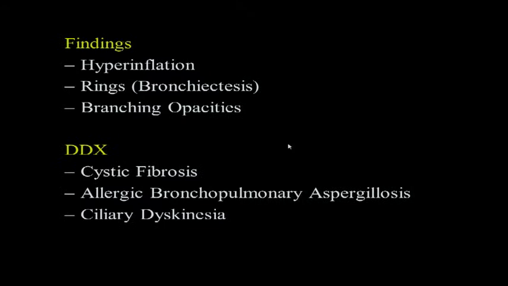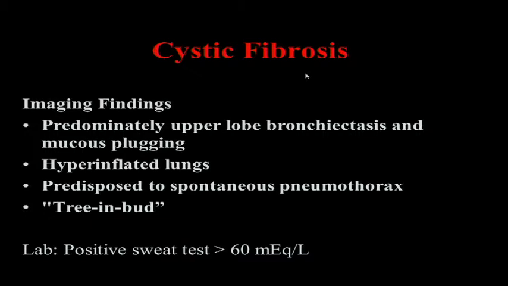So this was cystic fibrosis. Predominantly upper lobe bronchiectasis and mucus plugging in cystic fibrosis. Lungs are hyperinflated, predisposed to spontaneous pneumothorax. Can someone tell me two more conditions in which you can have spontaneous pneumothoraces? And this can be a question.